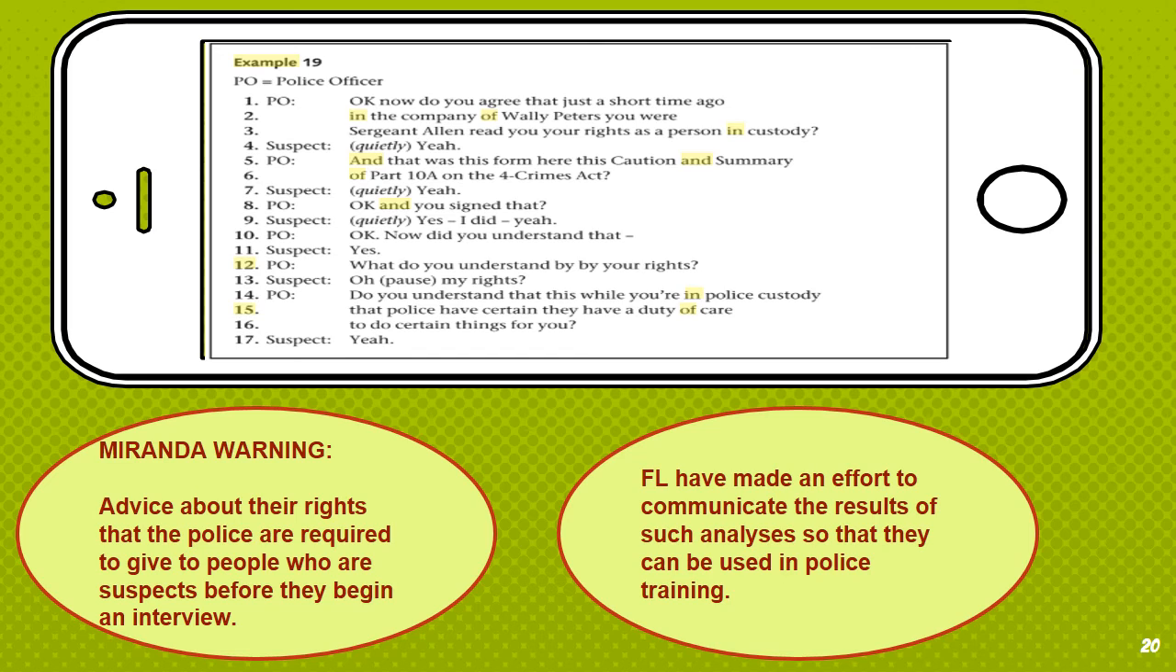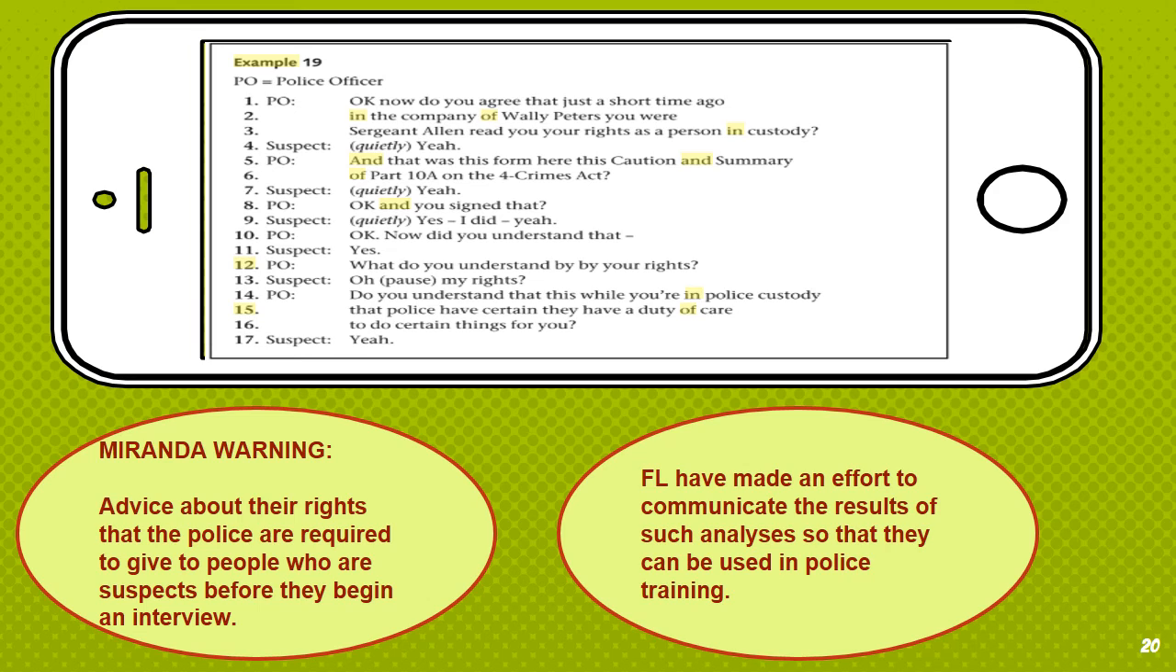In line 13, when the suspect expresses his uncertainty about "my rights," the police officer responds in a long utterance, as you can see in lines 14 to 16, which is full of terminology. Sociolinguistic examinations of countless police-suspect interviews demonstrate that suspects regularly consider questions such as "What do you understand by your privilege?" as challenging and face-threatening.